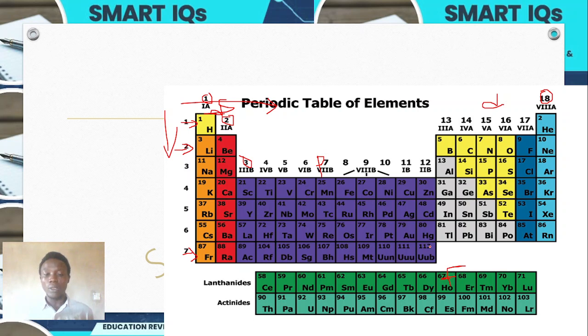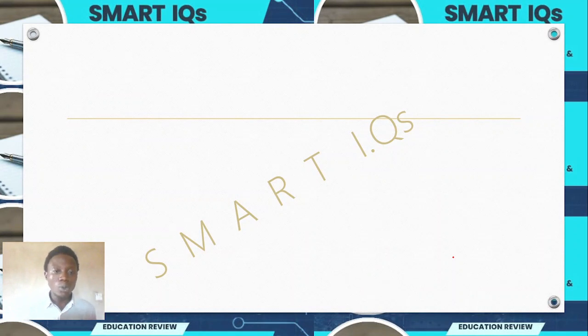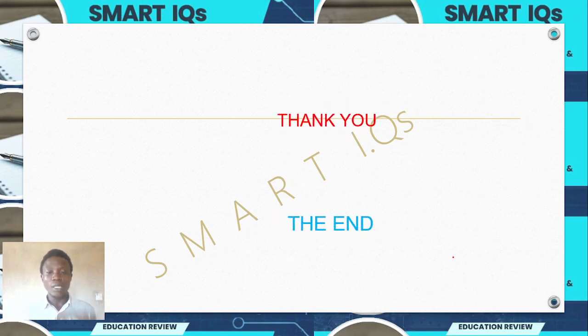The number of electrons in the atomic shell will determine their hybridization, and that determines the blocks they belong to. Of course, the lanthanides and the actinides, they are very special members of the periodic table. Are we together? Good. So I believe you've been able to follow the class up till now, and you've enjoyed the class. So thank you, and I'll see you in the next class.